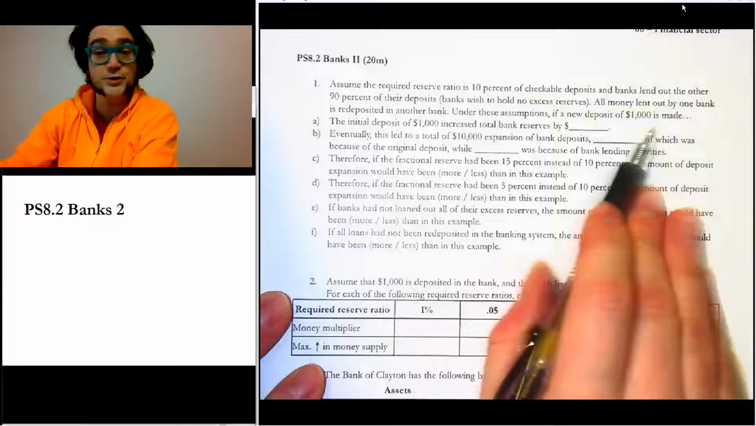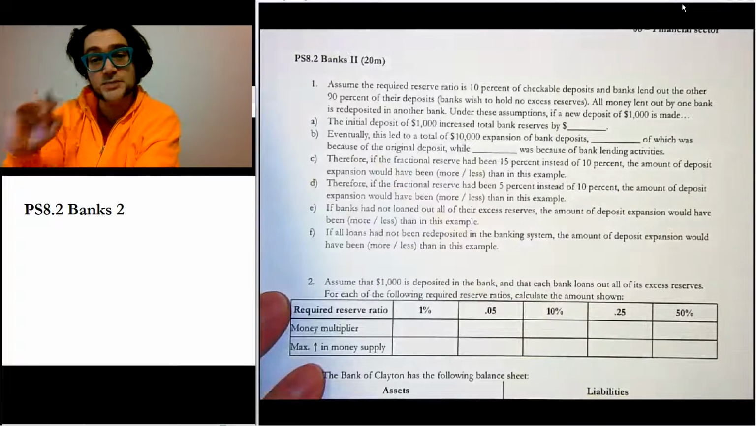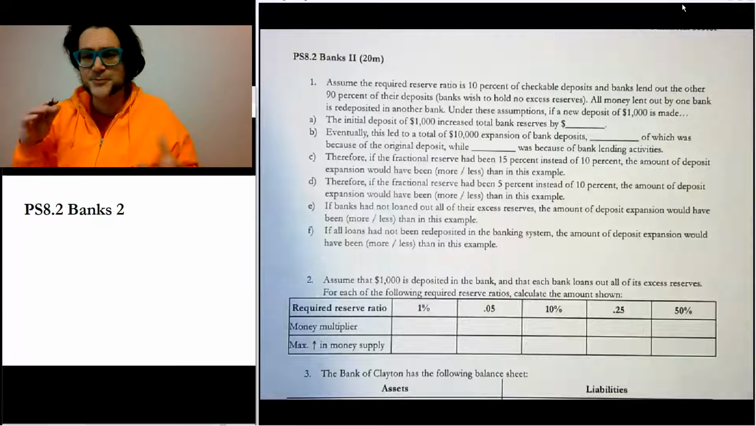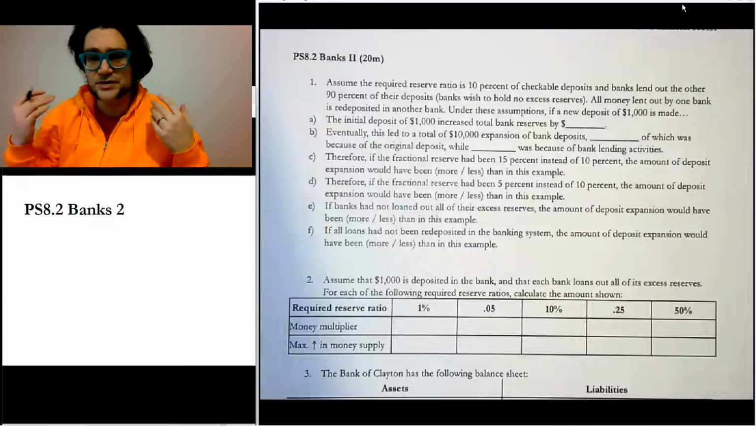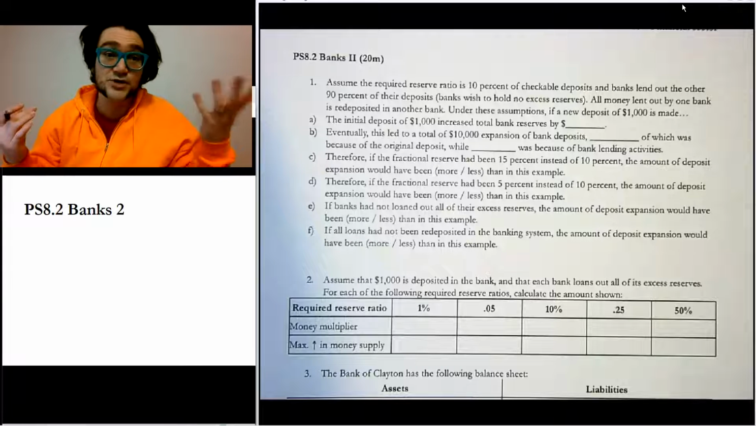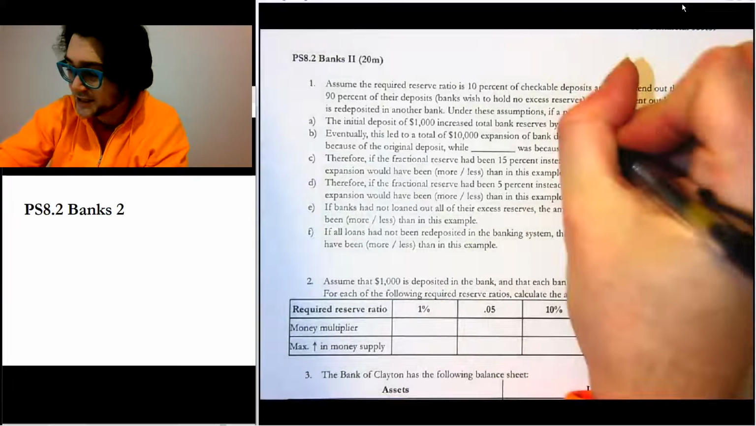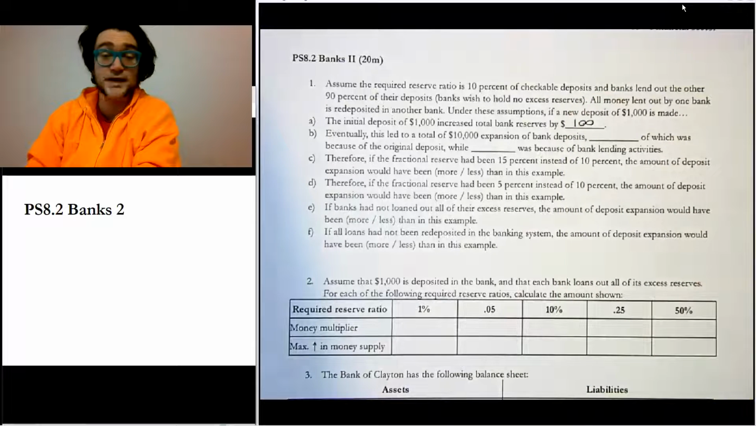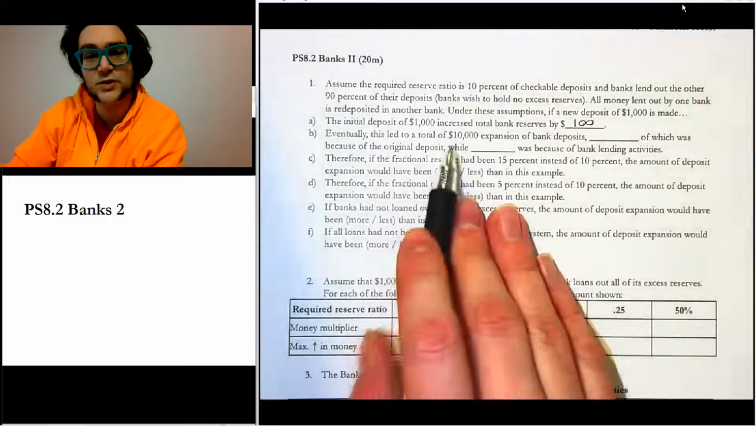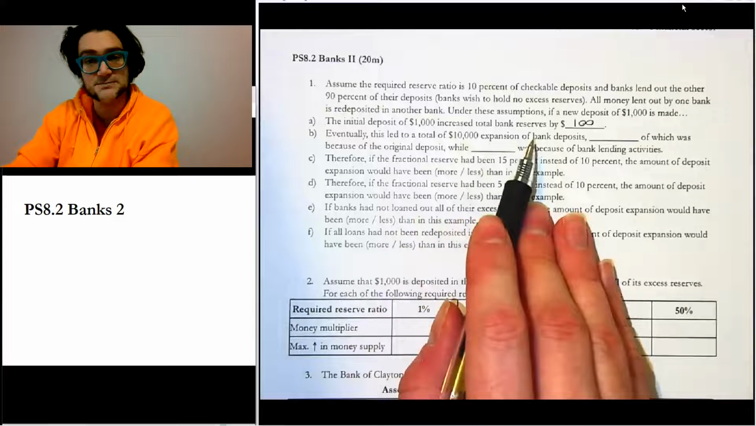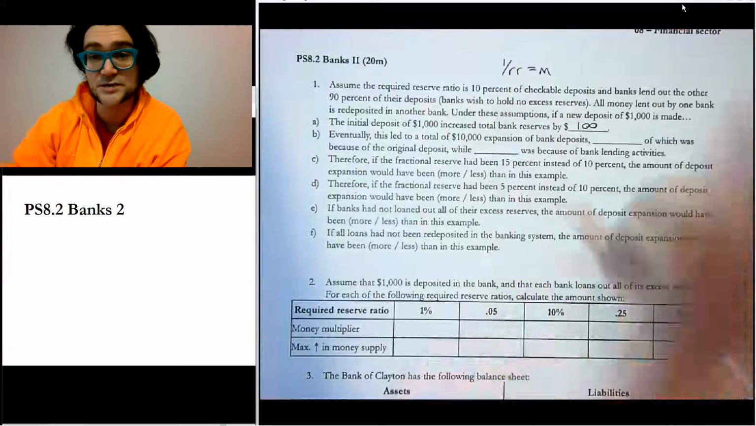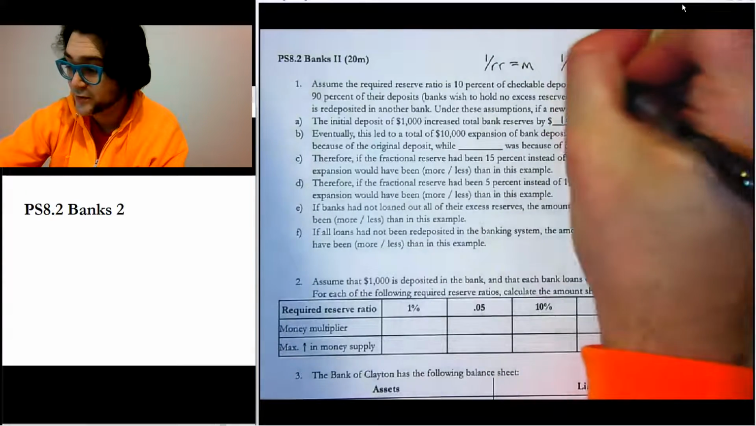It says under these assumptions, if a new deposit of $1,000 is made, the initial deposit of $1,000 increased total bank reserves by how much? Now, initially you would say $1,000 immediately, but let's assume that they instantaneously lent out as much as they could. That means it initially increases bank reserves by $100 because they loaned out the other $900. Eventually, this leads to a total of $10,000 expansion of bank deposits. That's because we know that 1 over the reserve ratio is equal to the money multiplier. So 1 over 0.1 is 10.